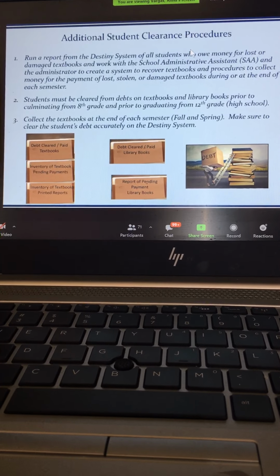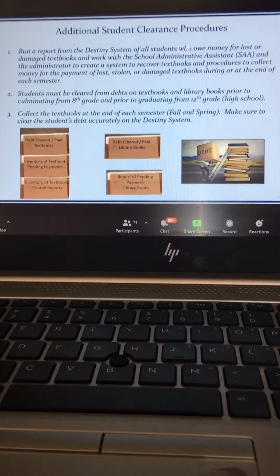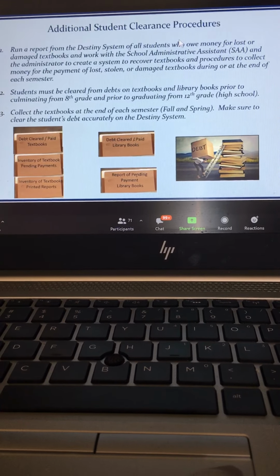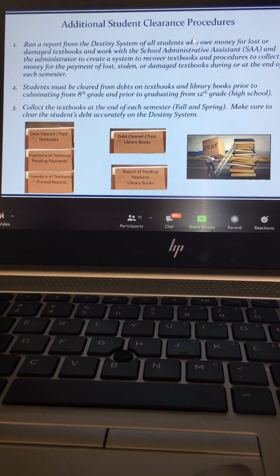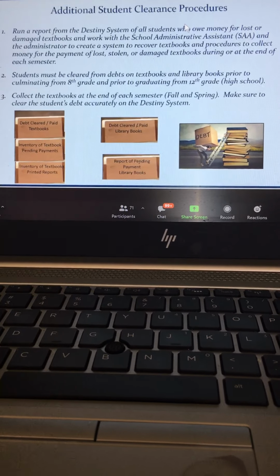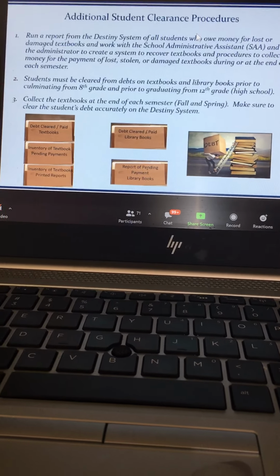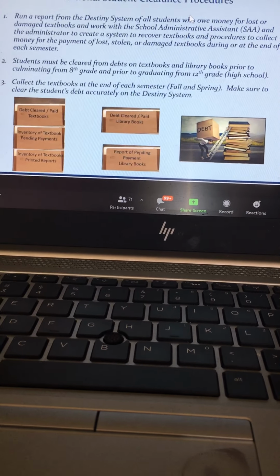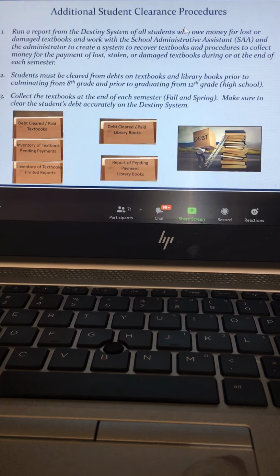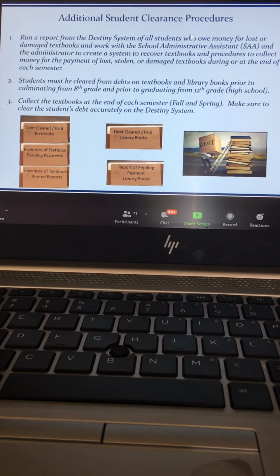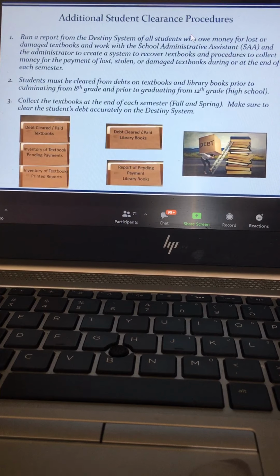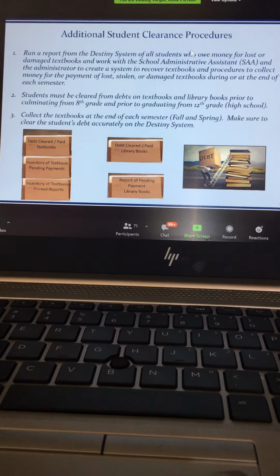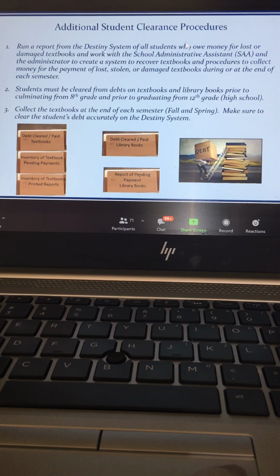to make sure if they owe any money for lost or damaged textbooks. Hopefully by this time the school already has a system in place to collect the money, especially for students that are in the 12th grade. According to district policy, for 12th graders, we can hold on to the diploma until the student or the parents pay the payment for lost library books or textbooks. In other words, until all the debts are clear.